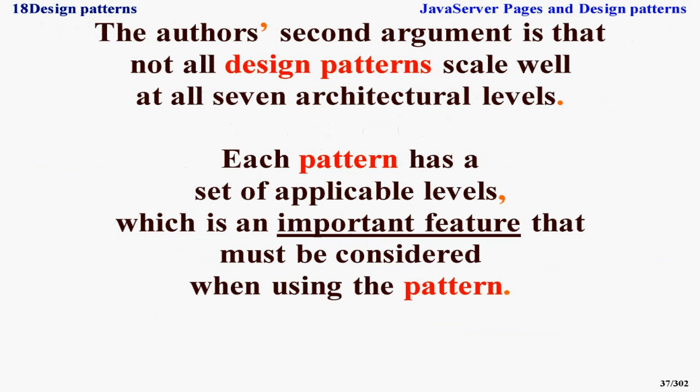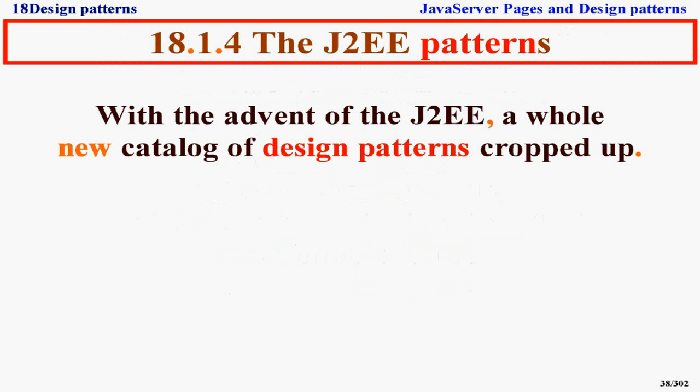The authors' second argument is that not all design patterns scale well at all 7 architectural levels. Each pattern has a set of applicable levels, which is an important feature that must be considered when using the pattern. 18.1.4 The J2EE patterns.